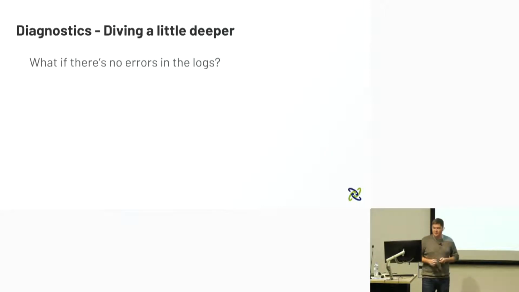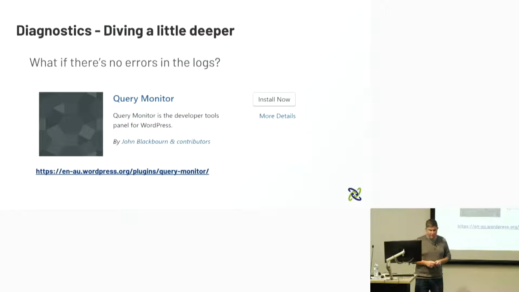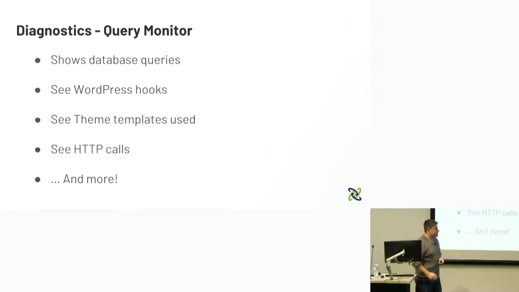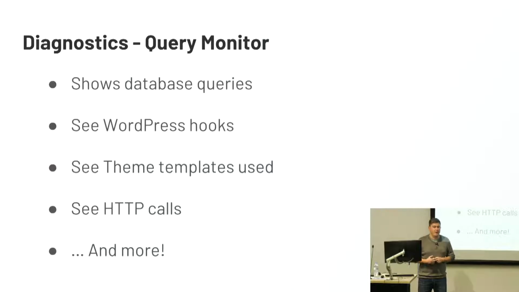So if there's no errors in the logs, where do you look next? One plugin we use to do that is Query Monitor. Query Monitor again is an open source and free plugin, and basically it'll give you a lot more information about what's going on with your WordPress website. It'll show you down to the database queries that are run. It'll show you the WordPress hooks that are being called. It'll show you the templates being used and some of the template hierarchy. It'll show you the HTTP calls that WordPress is making out to other sites for information. And there's a whole lot of other tools built into it as well.